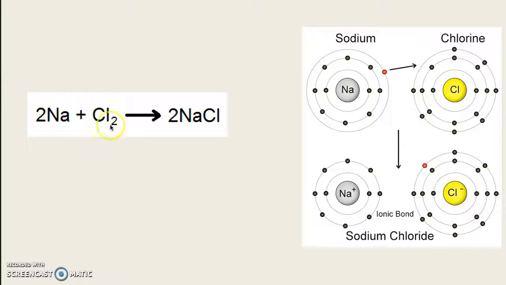And these are the reactants in this chemical equation. These are the reactants on the left side of the arrow. So we have 2 Na plus Cl2, and it gives the product on the right side of the arrow, 2NaCl, which is sodium chloride, also called salt.